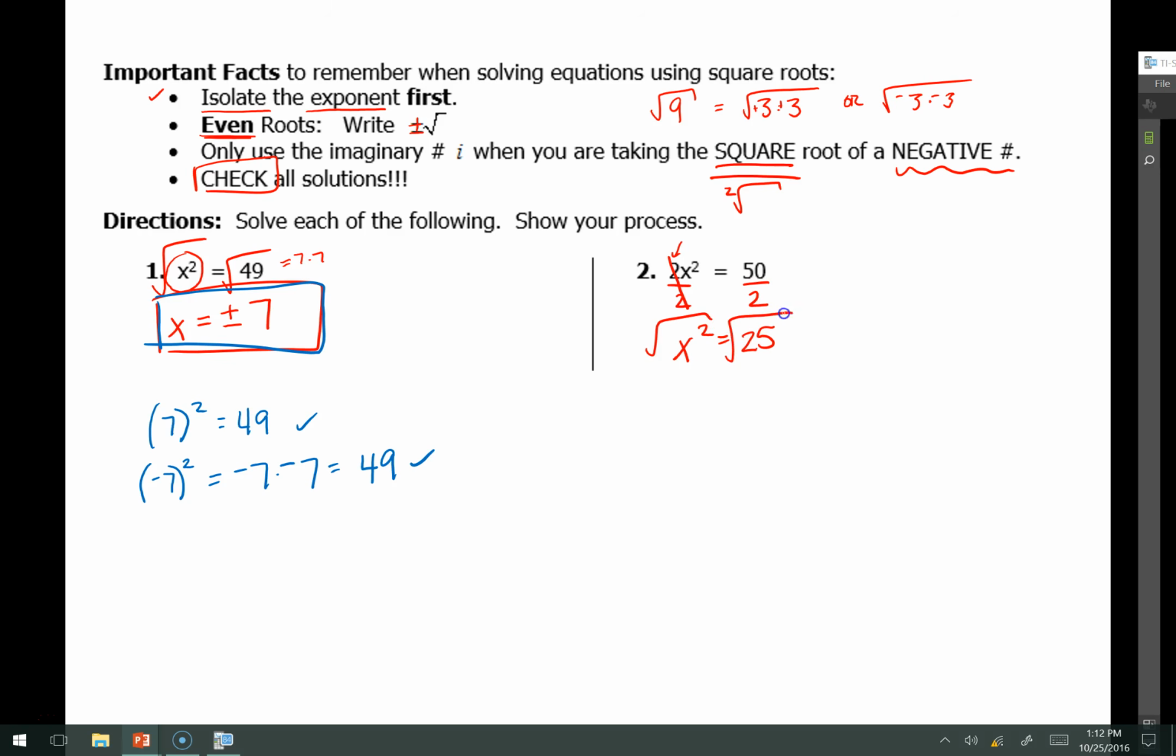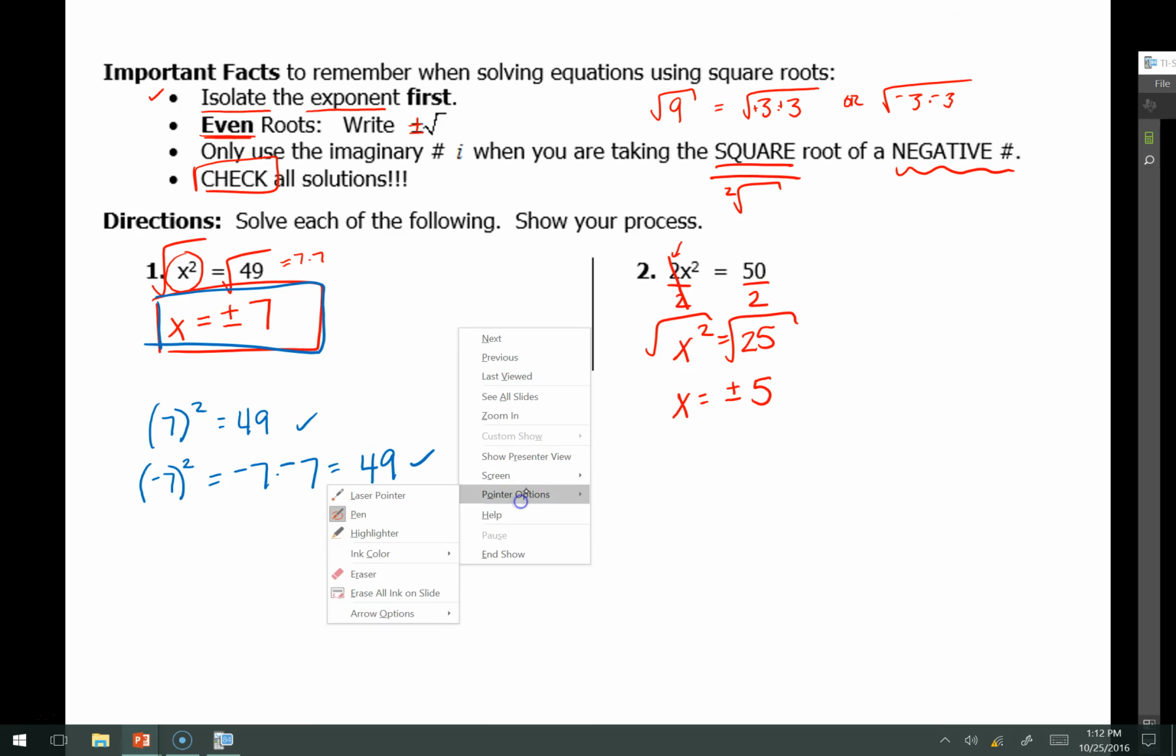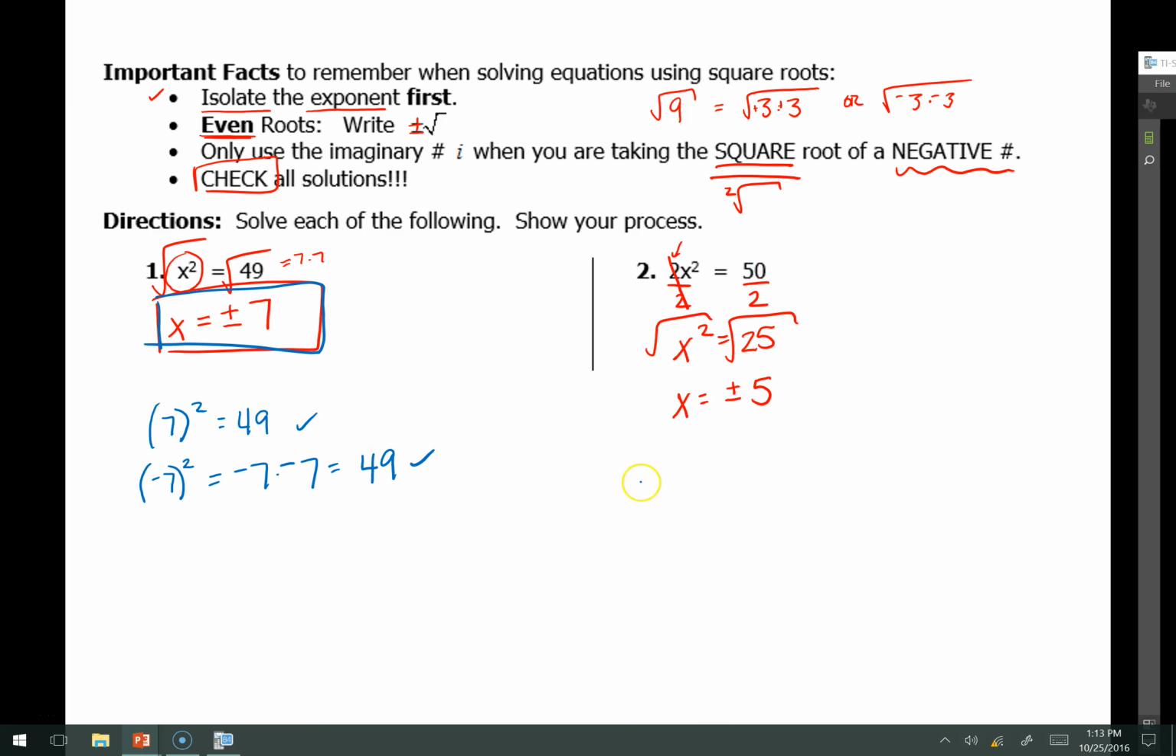I'm going to take the square root of both sides. When I take the square root of x squared, I'm just going to be left with x. When I take the square root, which is an even root, so I'm going to write plus and minus, when I take that square root of 25, I get 5. So when I check these answers, I'm going to plug both positive 5 and negative 5 back into the equation. So I'm going to do 2 times whatever 5 squared is, see what that's equal to, and 2 times negative 5 squared, and see what that simplifies to.